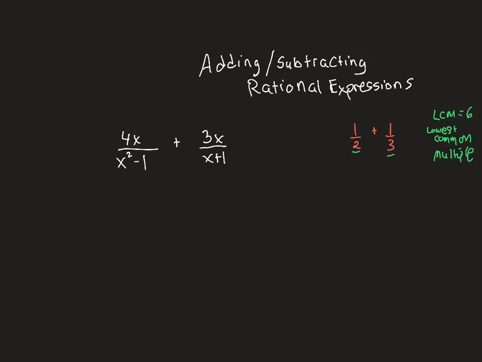Obviously they can both be 12, but that's just too big. We should always go with the smallest you can possibly go. So how do I turn 2 into 6? Well, I multiply it by 3. But whatever I do to the bottom, I've got to do to the top.